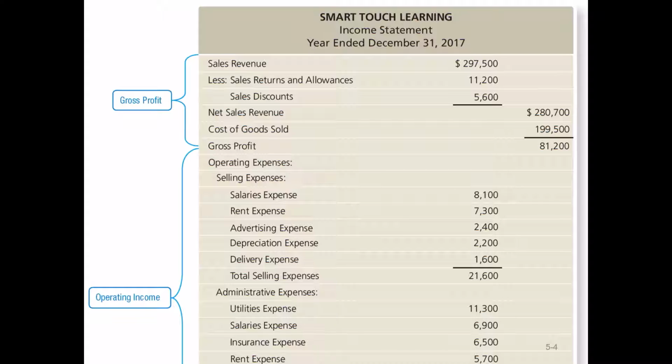After net sales revenue, we have the cost of goods sold. This is a really important number as it's reporting the merchandise and how much it costs us to sell it.